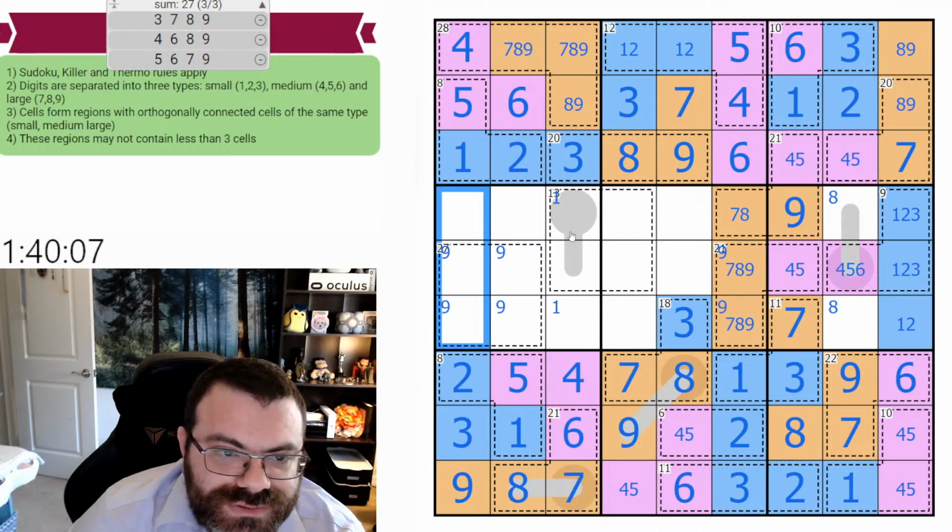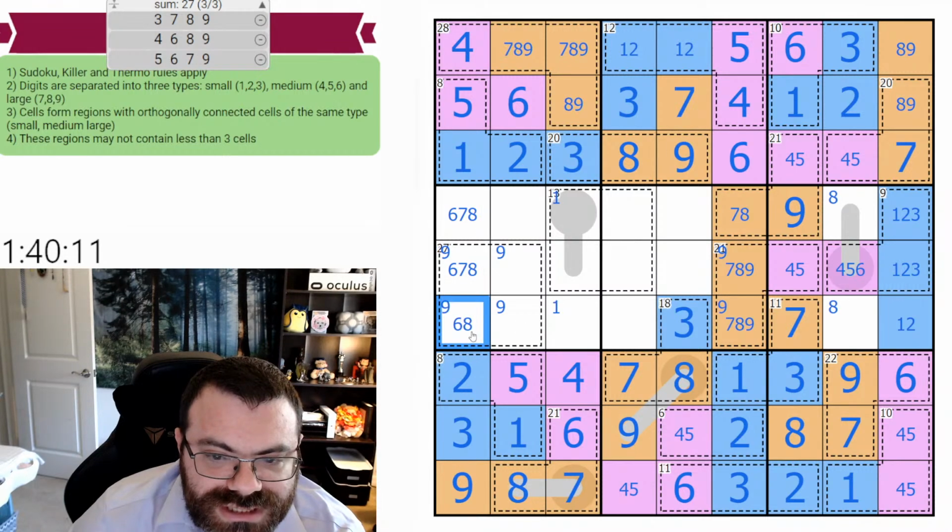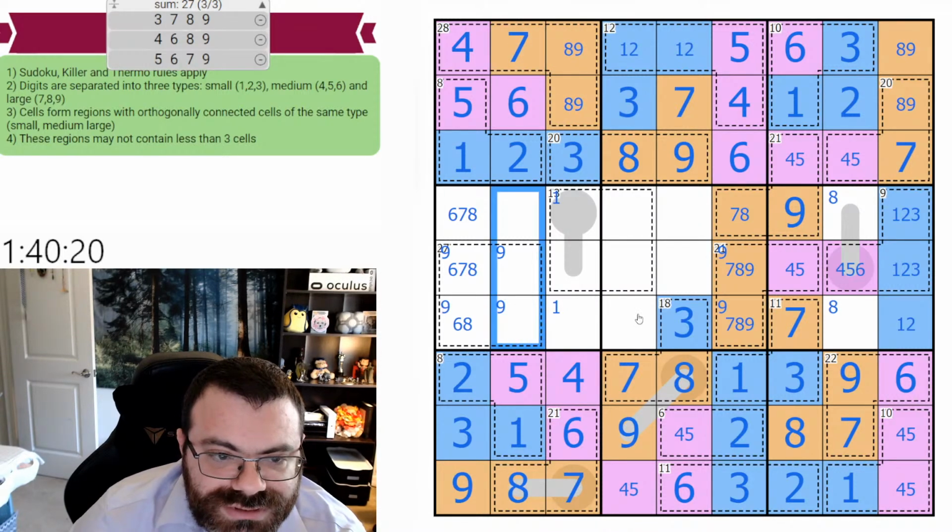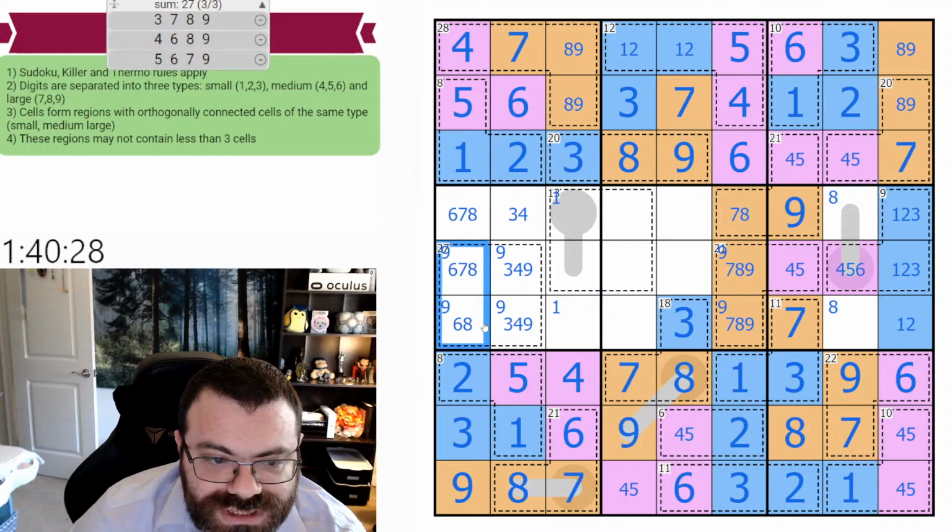Let's fill some triples. We have 1, 2, 3, 4, 5. We need 6, 7, 8. That's not 7. This 8 looks up. Oh, the 7 looks up. 8, 9. That places this 7. So now this is a triple. We need 3, 4, and 9, it looks like. This can't be 9. The 9's in the 27 cage. And then this is a triple also.